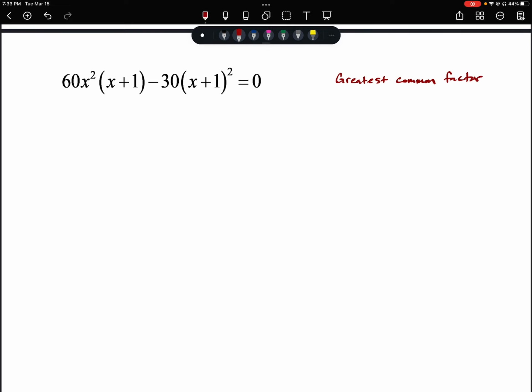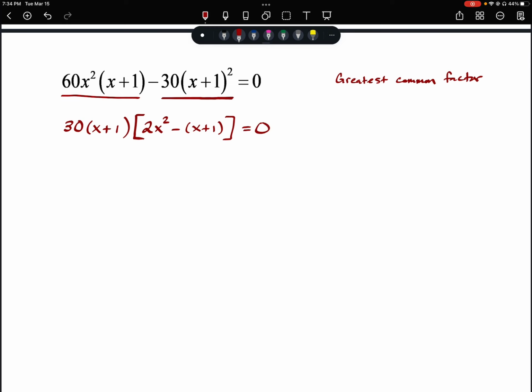What we have here is 60x squared times the quantity x plus 1, and that's one of our terms. Then we have 30 times the quantity x plus 1 squared. You can see 30 would be a factor of each of them, and they each have an x plus 1 as well. If we factor that out, what would be left over? Looks like we'd have 2x squared, the 30s would cancel, and we have just the quantity x plus 1. Close it, and set that equal to 0.